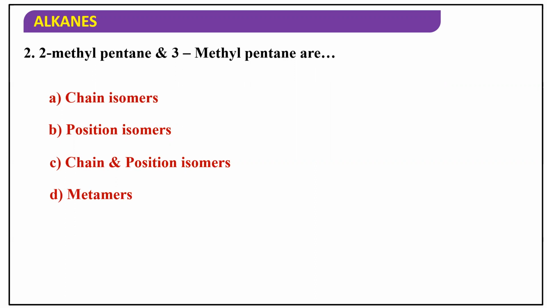What is this? The difference between 2-methyl pentane and 3-methyl pentane is where the methyl group is attached. In the first case, the methyl is attached to the second position, and in the second case, methyl is attached to the third position. Since these two vary based on the position of the methyl groups, these two isomers are called position isomers.